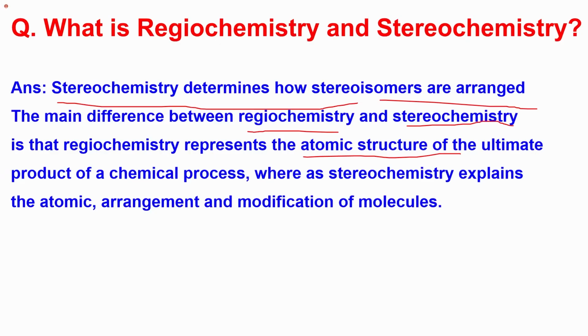Now the regiochemistry and the stereochemistry. What is the difference? Regiochemistry represents the atomic structure of the ultimate product of a chemical process, whereas stereochemistry explains the spatial arrangement and the modification of the molecule.